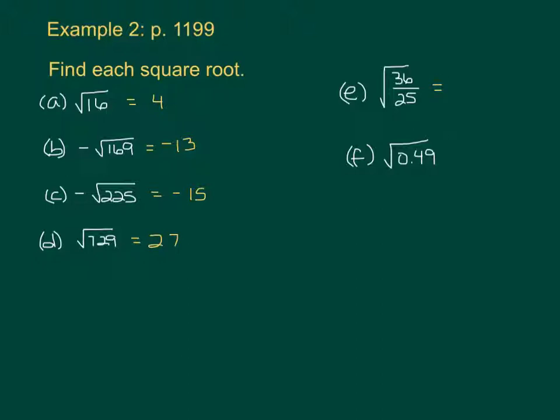And then for E, this is the square root of 36 over the square root of 25, which is going to be 6 over 5. And then the square root of 0.49. So I know that 7 times 7 gives me 49. So to get the decimal of 0.49, it's going to be 0.7. Because if I multiply 0.7 times 0.7, 7 times 7 is 49, and then there's two numbers behind the decimal, so that would give me my 0.49.